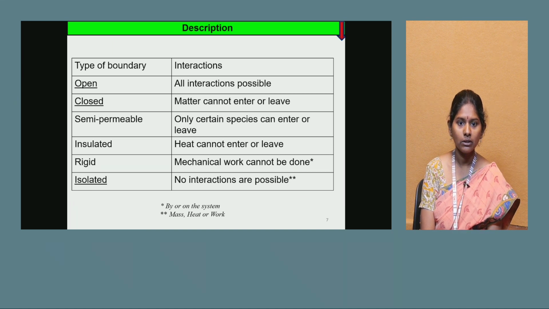So here is a description of types of boundary and interactions. In the open boundary, all interactions are possible. In the closed boundary, matter cannot enter or leave. In semi-permeable, only certain species can enter or leave. Insulated: heat cannot enter or leave. Rigid: mechanical work cannot be done. Isolated: no interactions are possible.